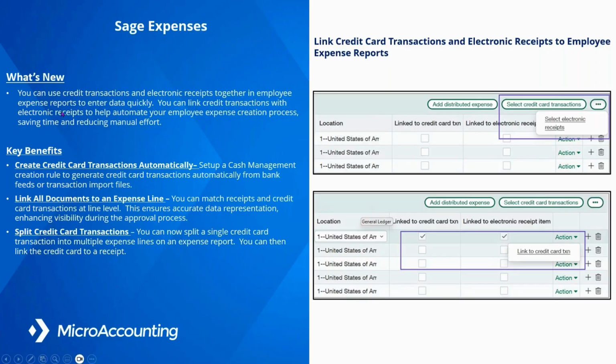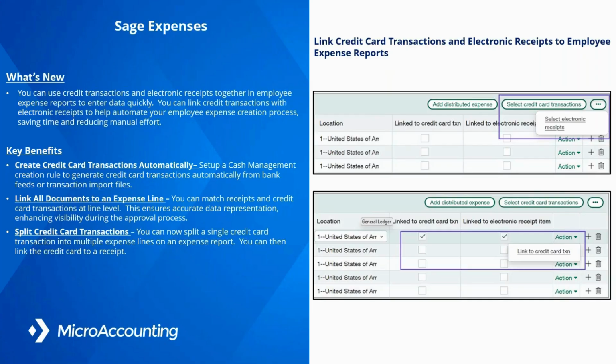So just to see what's new, now we can use credit card transactions and those receipts together in an employee expense report. We can link the credit card transaction with multiple receipts. That's going to help automate your employee expense creation process. We can create the credit card transactions automatically. So again, setting up those bank roles in cash management, and they're tightening this up and making more fields available for us to streamline this whole credit card process.